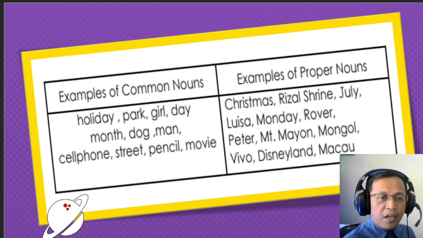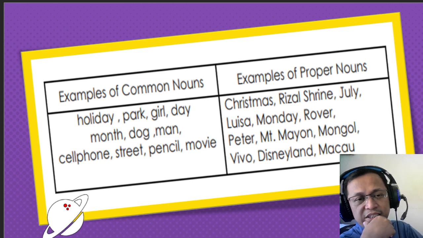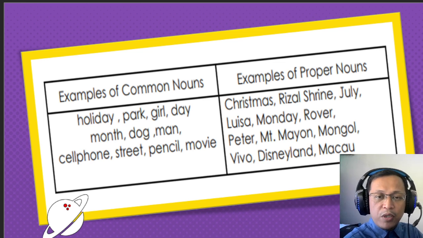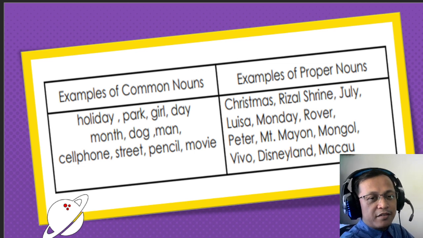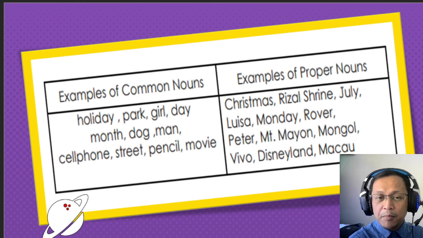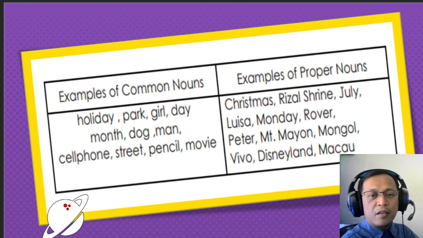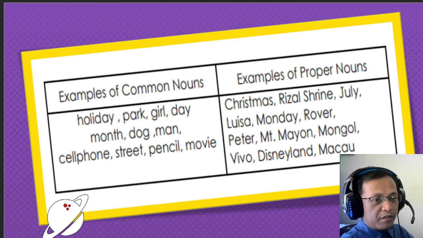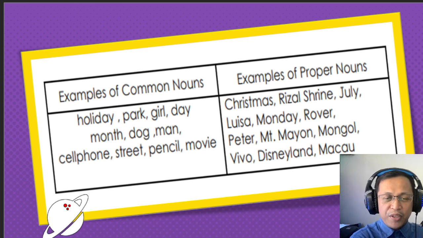Now, we have girl, no? We have the word girl. Girl is a common noun because there are a lot of girls, no? But when we say Louisa, Louisa is a proper noun because Louisa is a specific person. For the month, we have July as a proper noun. Because when we say month, it could be any month from January to December. But when we say July, July is very specific. Therefore, July is a proper noun.